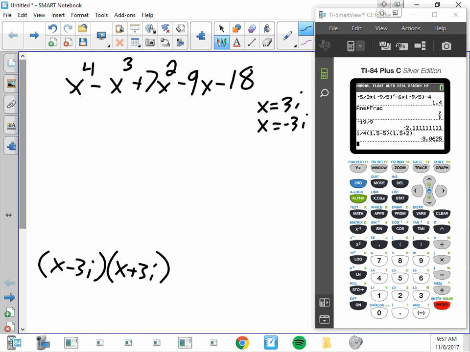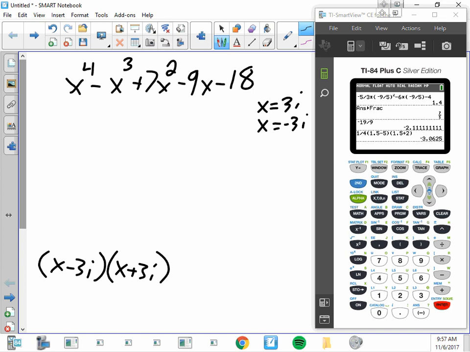How do I find the other two? Good. I need to use division, but I can't do synthetic division with an imaginary number. I can't do long division with an imaginary number. There might be a way to do it, but nobody does. Okay? You take those two imaginary roots and you create a quadratic.